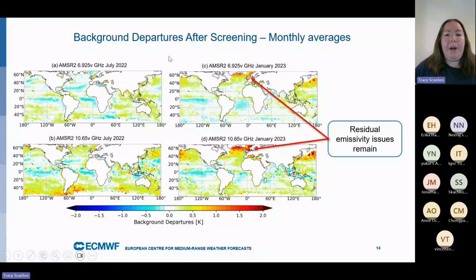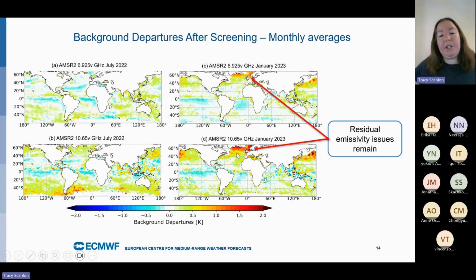So if we look at the background departures after screening, here we have some monthly averages. For July on this side, January on this side, and we have 6 gigahertz on the top and 10 gigahertz on the bottom. For the most part, we don't see any effect of the sun glint or RFI, but we do still see some effect from these cold air outbreak regions. Here to the south of South America, and in January, up near the Arctic. So there's still something going on there.